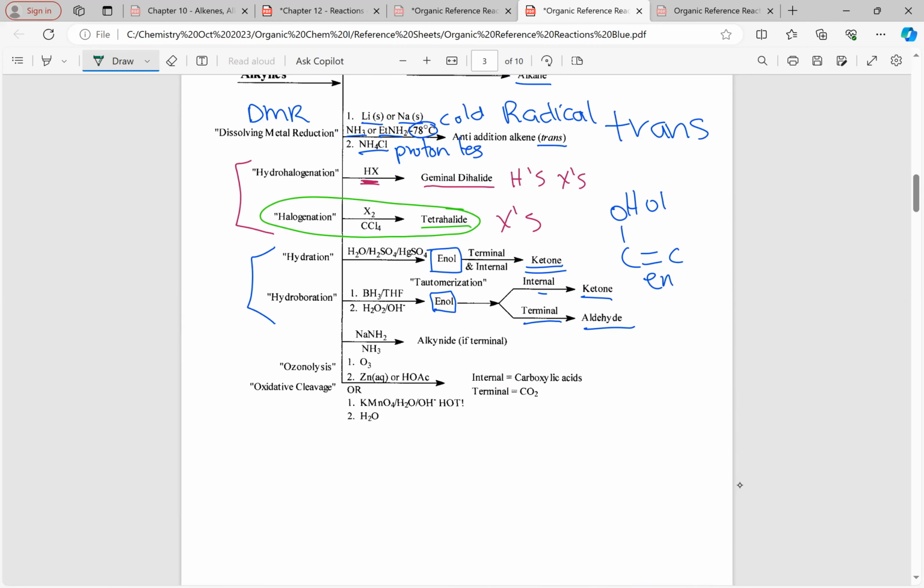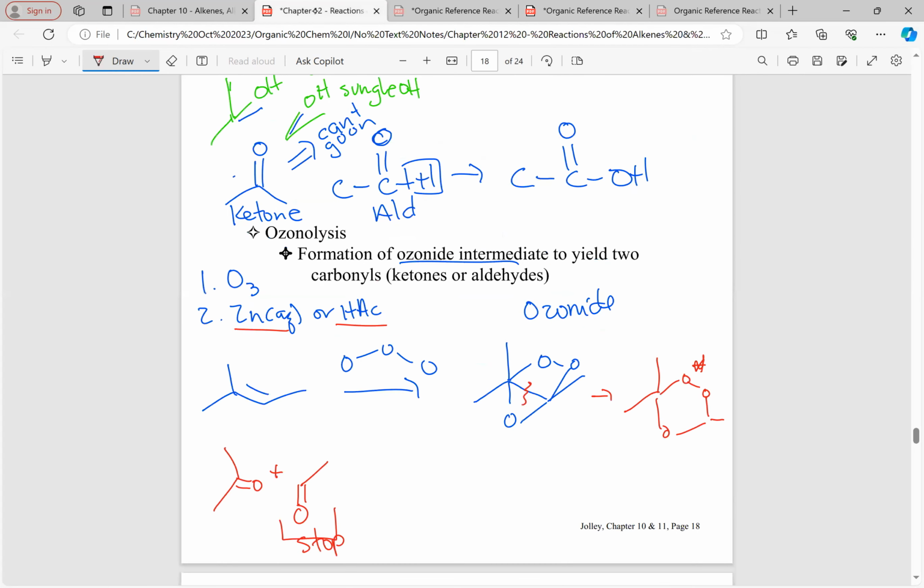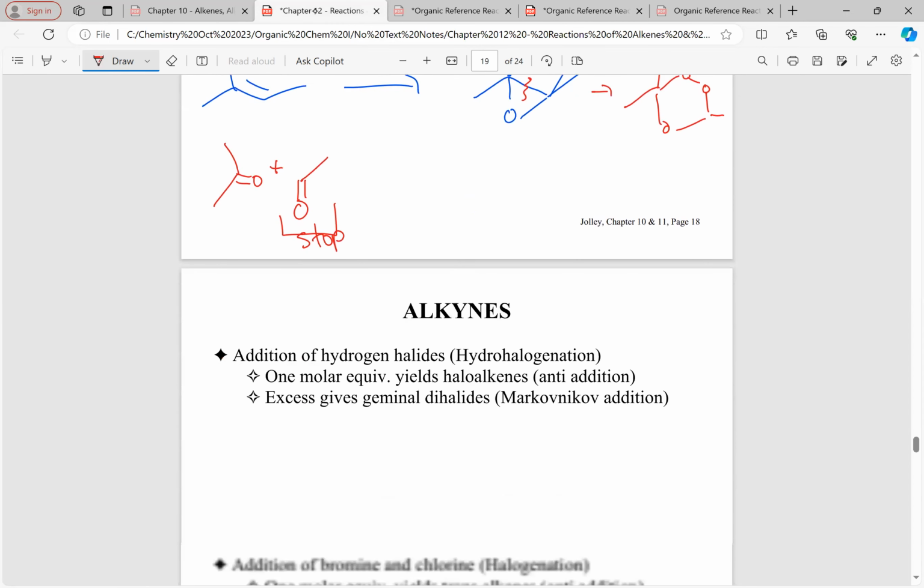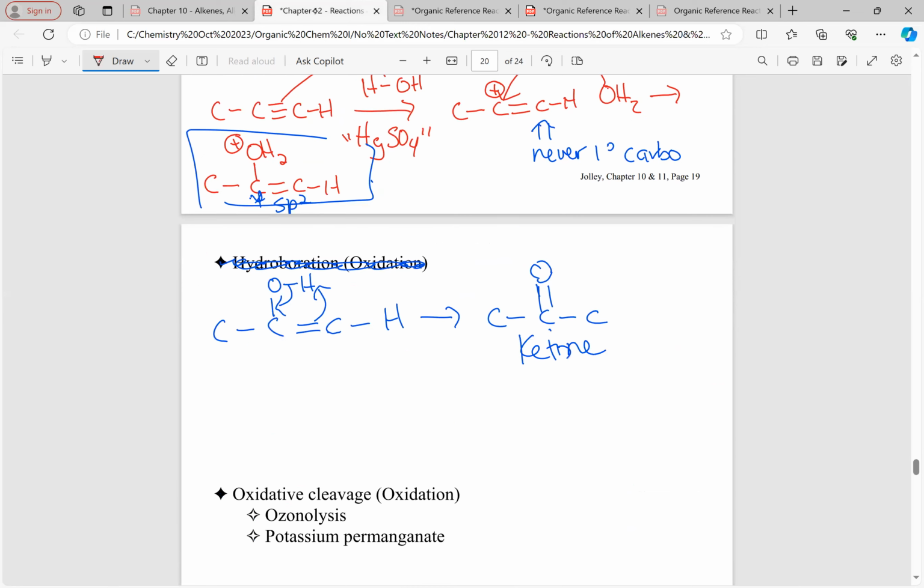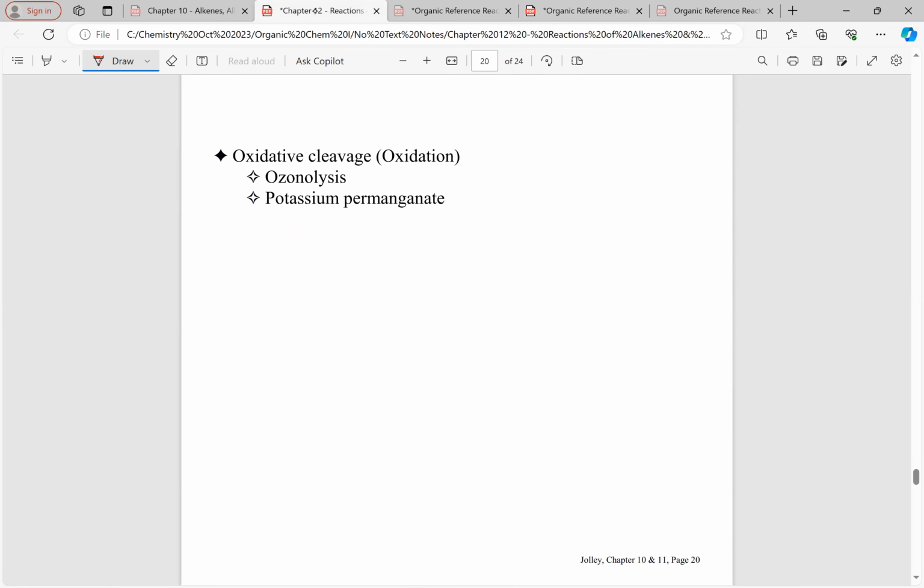All right, we are going to talk about these last two for alkynes, and I want to point out, don't forget, that's just ripping the hydrogen off of the end of an alkyne. That's just an acid-base reaction. So we're going to talk about oxidative cleavage of the alkynes, and we're going to do it two different ways.